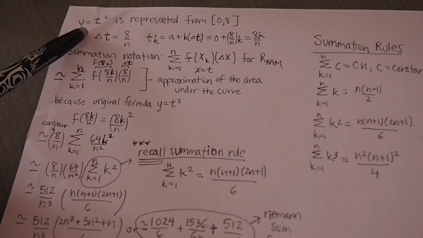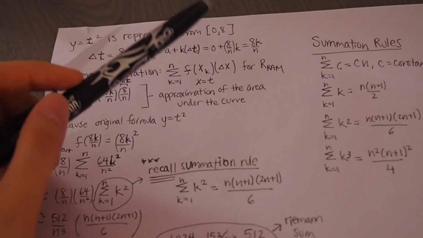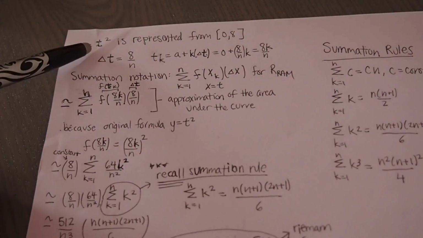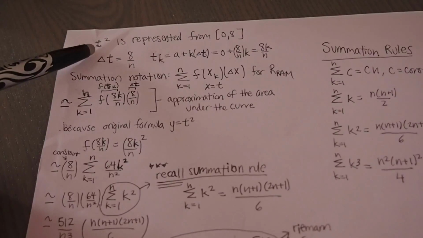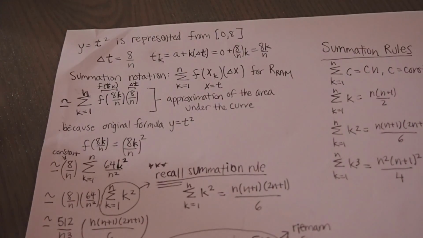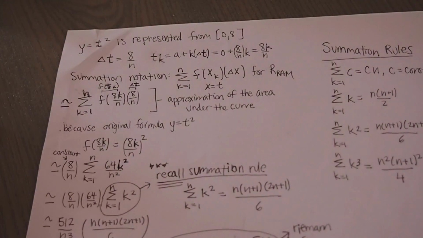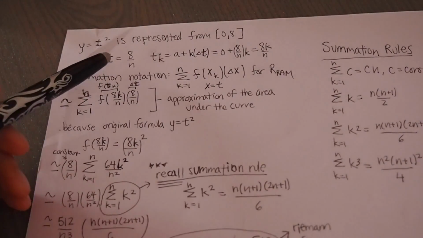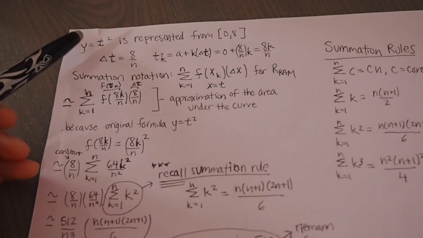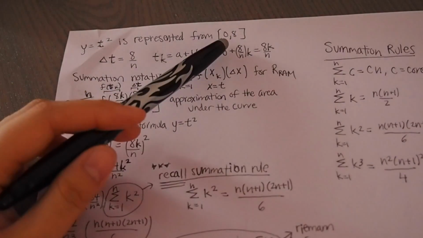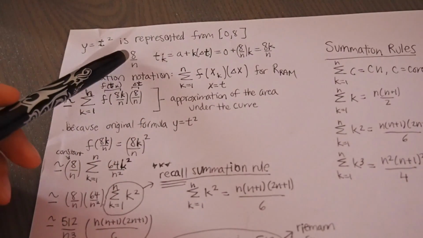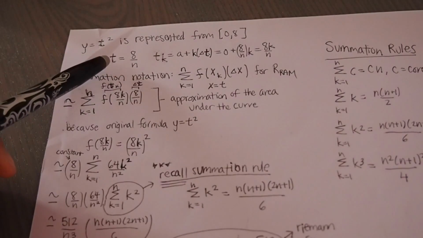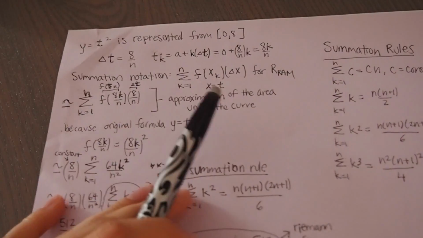Y equals t squared is represented from 0 to 8. So instead of the x variable, we'll be using a t in this example. The first thing we always look for is the delta x, or in this case the delta t, which equals b minus a over n. Based on the equation that we're given and the bounds that we have, it's going to be 8 minus 0 over n, which gives you delta t equals 8 over n.